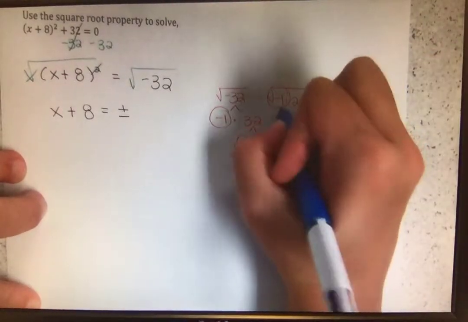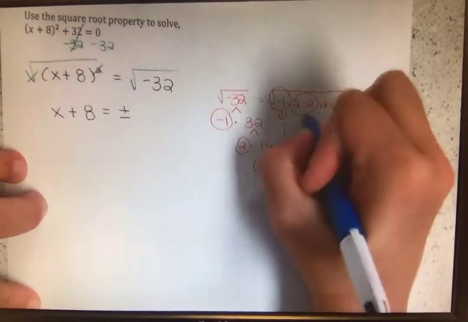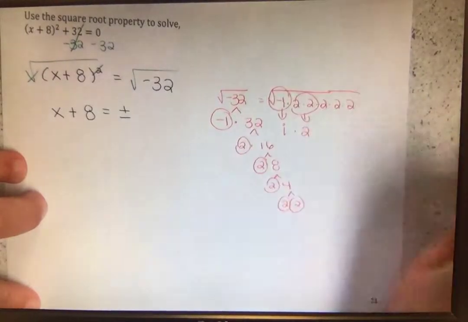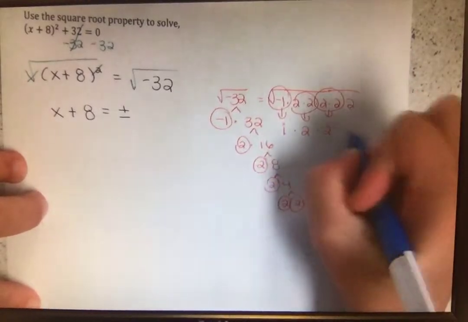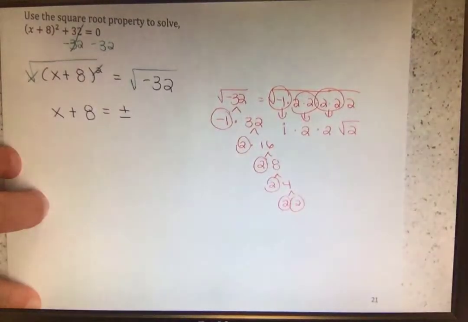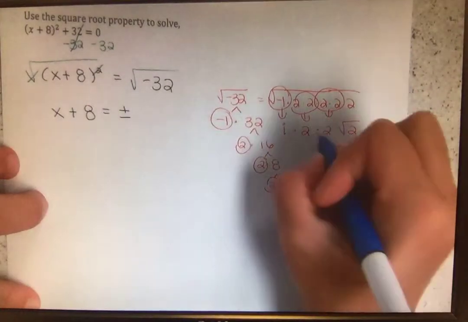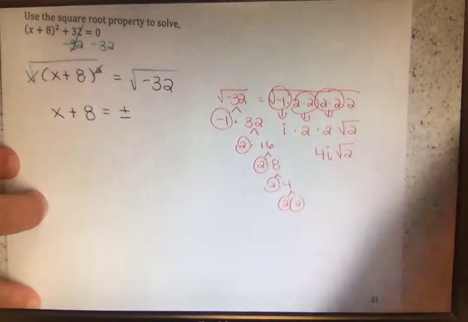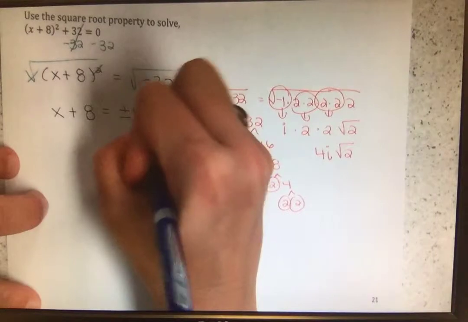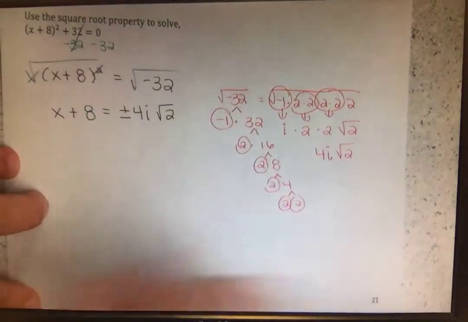So the square root of negative 1 we know is i. It's the square root, so we're looking for 2 of a kind. Those 2 2's are coming out of the radical. These 2 2's are coming out of the radical. And that 1 2 is staying underneath. So we have 2 times 2, which is 4i square root of 2. So plus or minus 4i square root of 2.